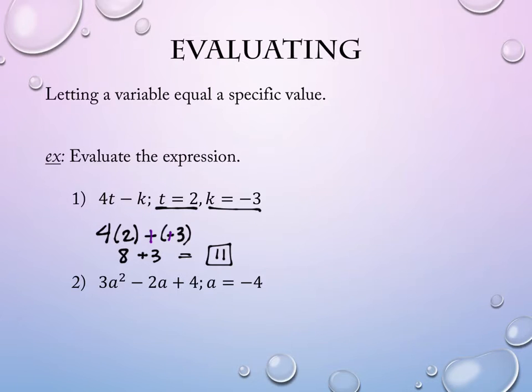We can do the same thing whether we have a linear expression, which the first one was, or something that's not linear. This next one's not linear because it's got a squared in it. It does only have one variable, though, and they tell us that variable value for this problem is negative 4. So in place of the a's, I'm going to put negative 4s, again with those parentheses every time I see an a.